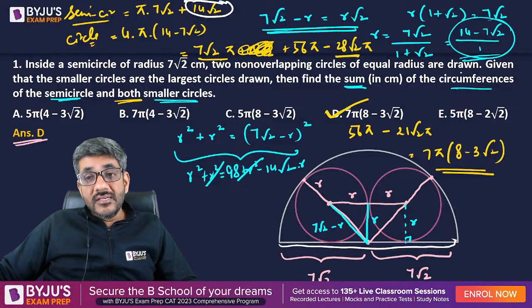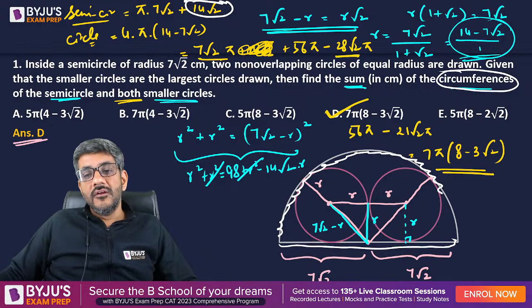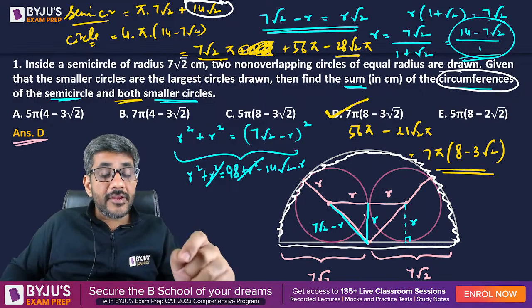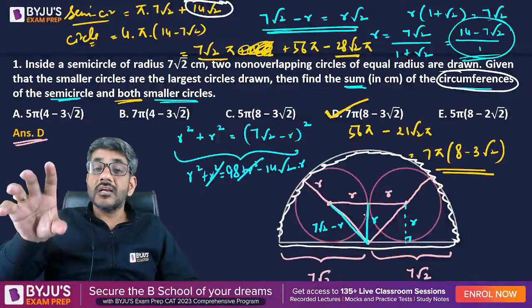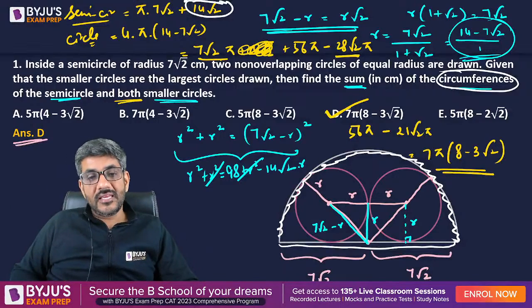But when you say circumference of the semicircle, only the circular part of the semicircle is included. So only this portion would be taken. That portion would not be taken. If I say perimeter, the whole will be counted. Circumference is always used for the circular part of it. So that way we get the answer for this question.